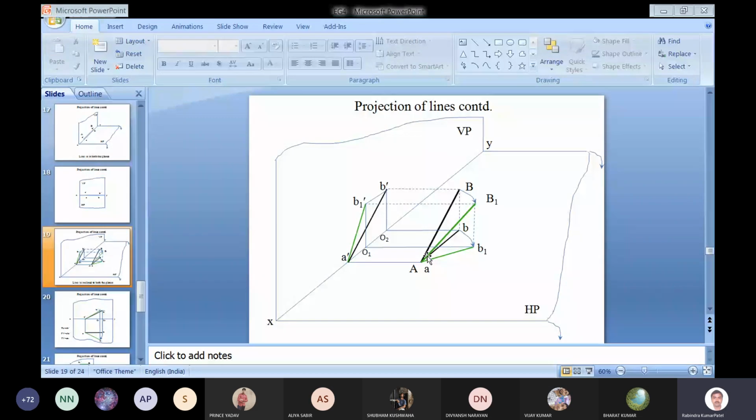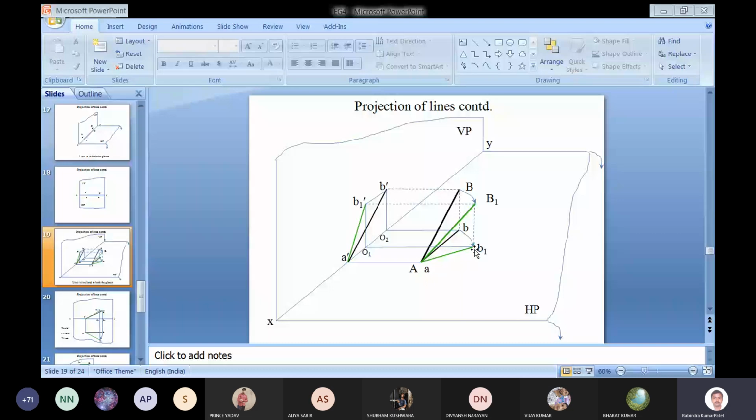Initially, when we had capital A capital B, its projection onto the vertical plane will be A dash B dash, which we already know. And when we rotate it in this direction, we will have a projection like this.